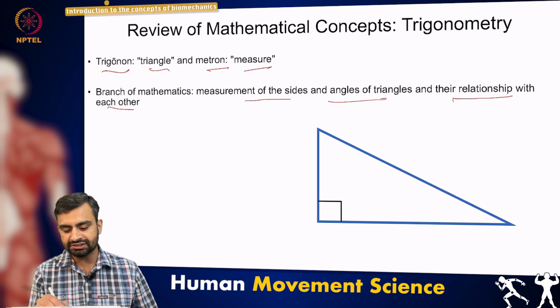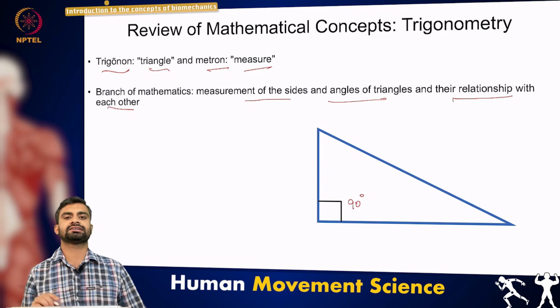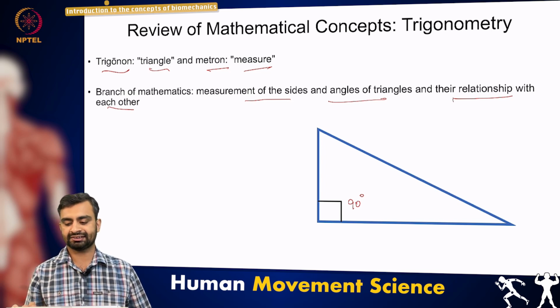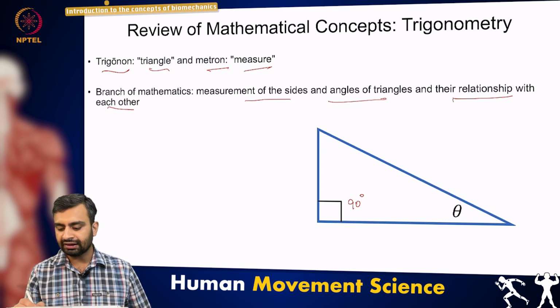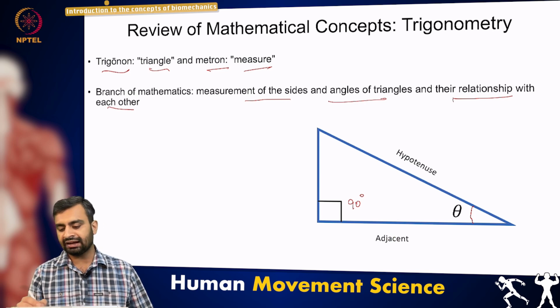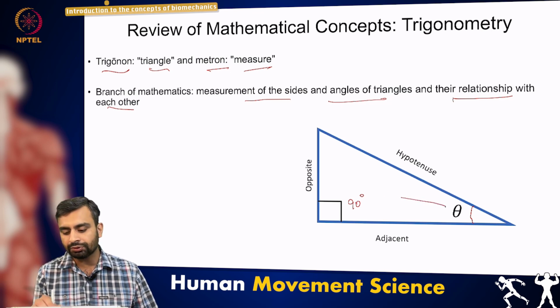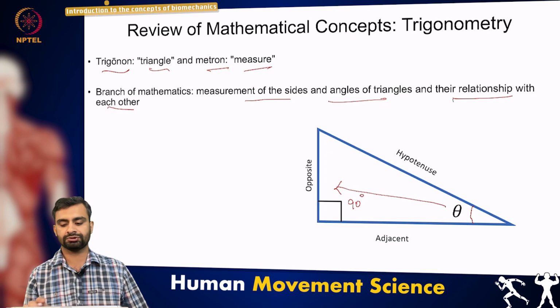So a right angle triangle means one of the angles between two sides of the triangle is 90 degrees. Let us define an angle theta between two sides of the triangle and name these sides. The longest side is the hypotenuse, the side between the hypotenuse and the other side with which it is making an angle is known as adjacent, and the side which is opposite to the angle is known as opposite.